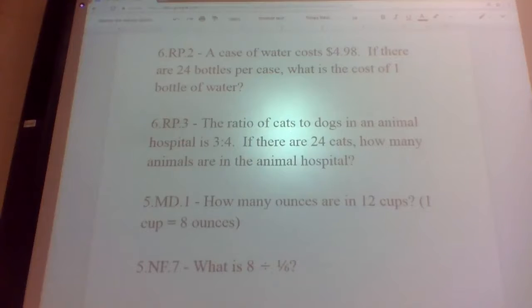That's 8 divided by 1/6. 8 divided by 1/6. I don't know what y'all got. Make sure once I check your paper, you shade in your correct answer.